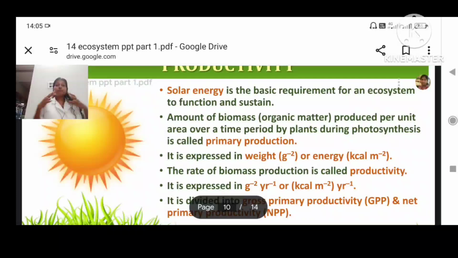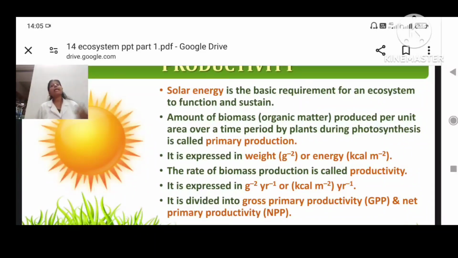Now, what is primary production? The plant is making food through photosynthesis, and organic content is made. That organic content we call biomass. What do we call it? Biomass. So the organic content that the plant makes during photosynthesis, we call it biomass. Clear? So this is the food which has been prepared by plants during photosynthesis. We call it primary production.